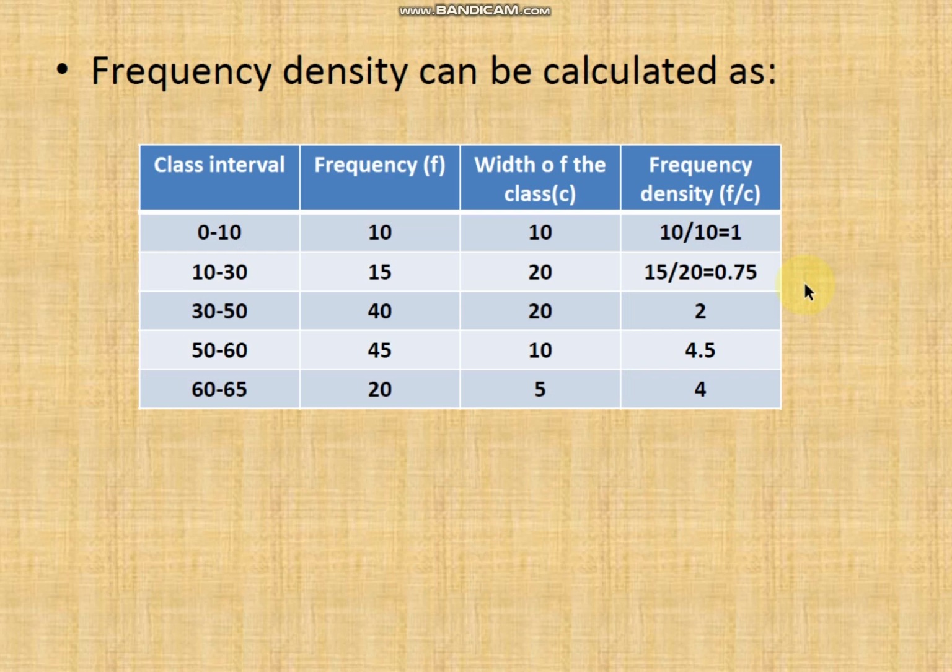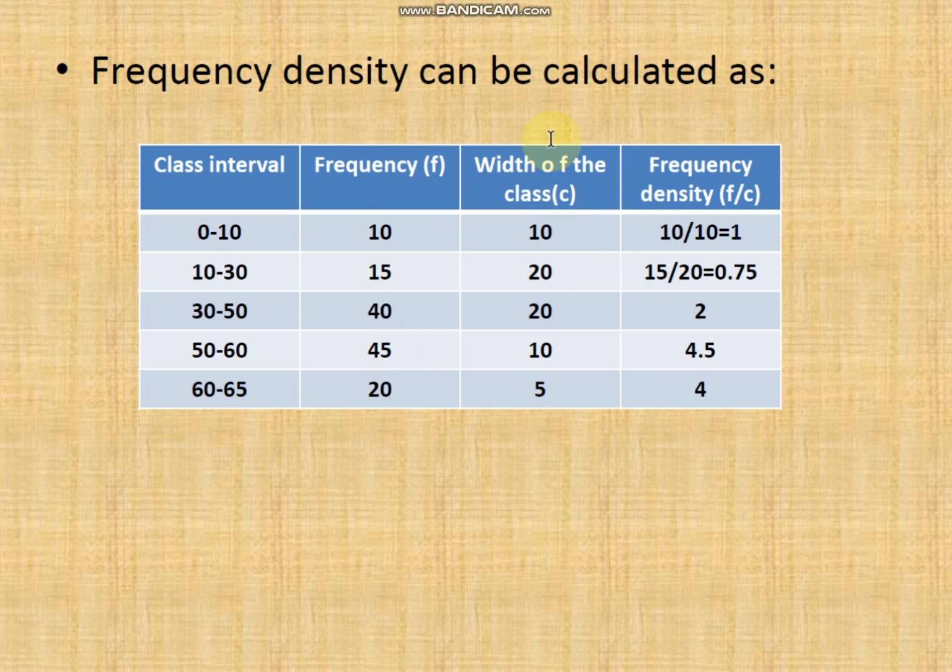Okay. Let us look at an example here. The given class intervals and the frequencies. First we take the class widths here. So the width for the first class is 10. For the second class it is 30 minus 10, 20. For the third class it is 50 minus 30, 20. It is 60 minus 50, 10, and 65 minus 60, 5. So these are the respective class widths.